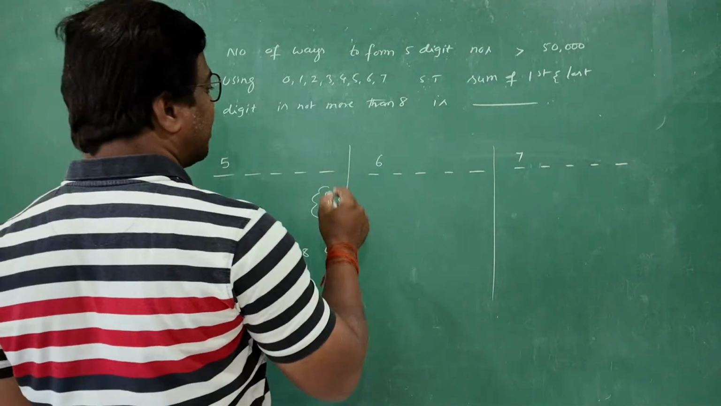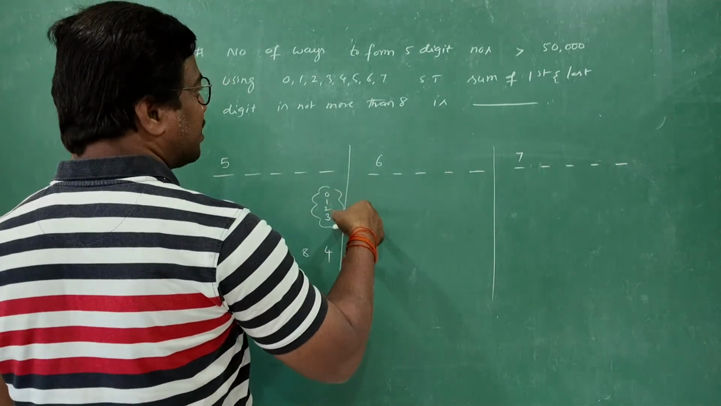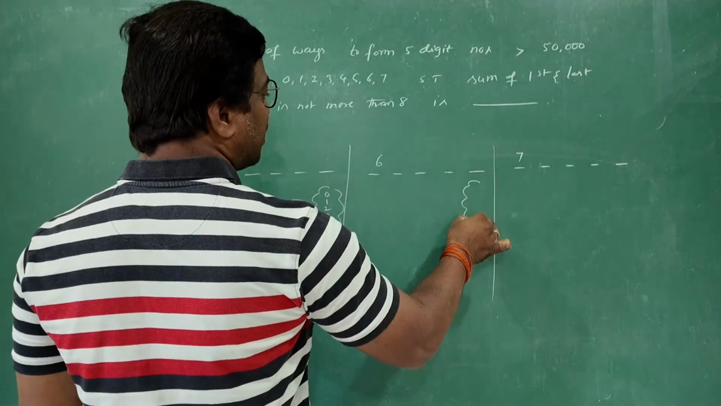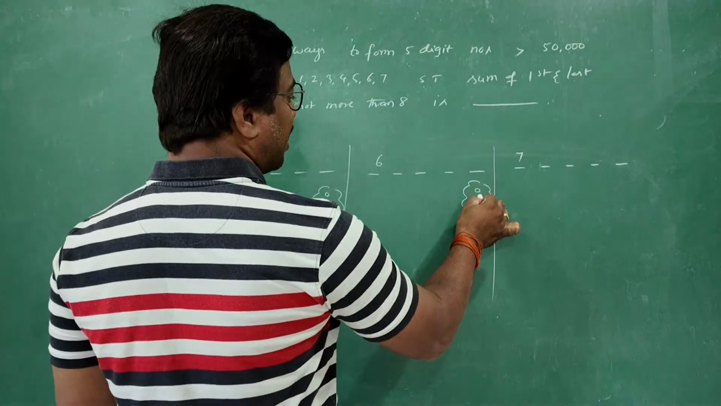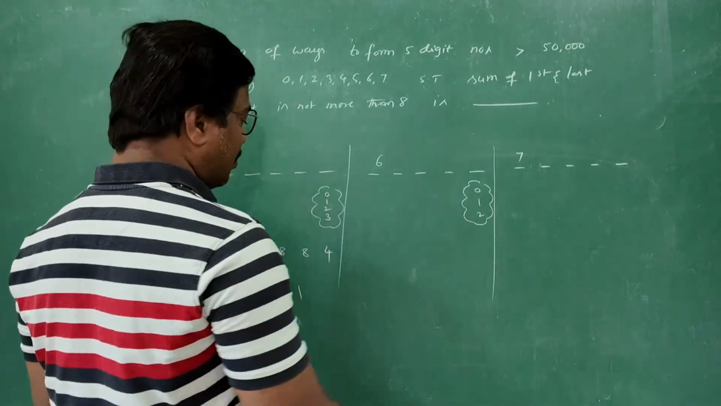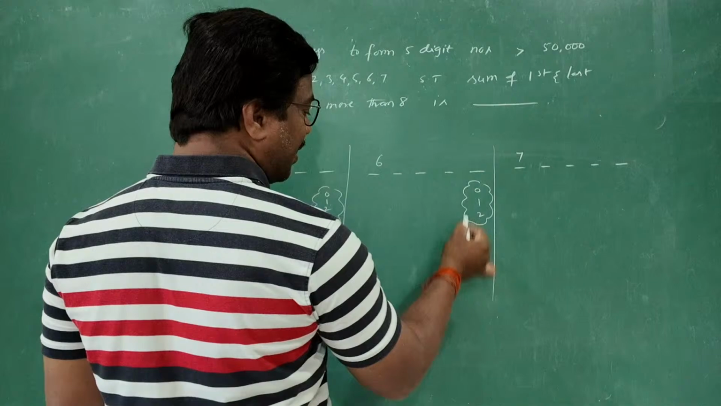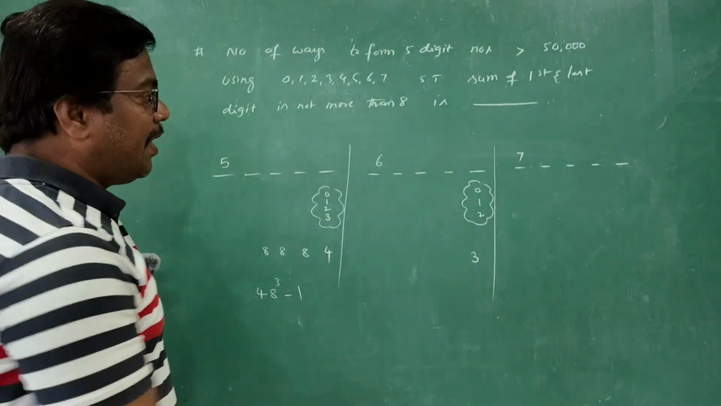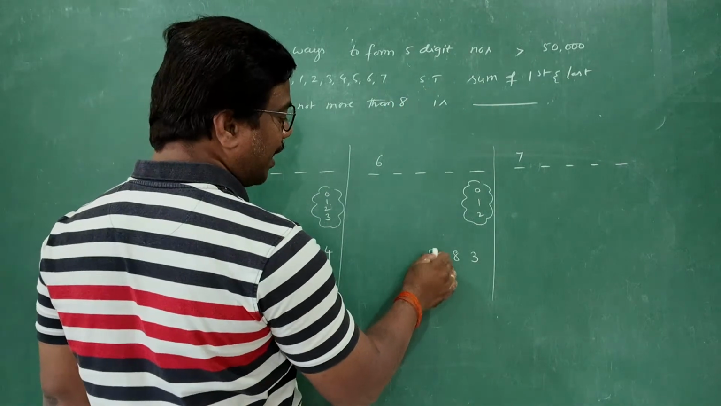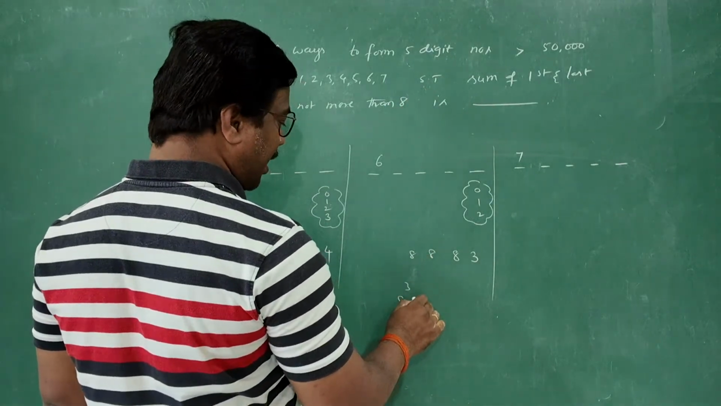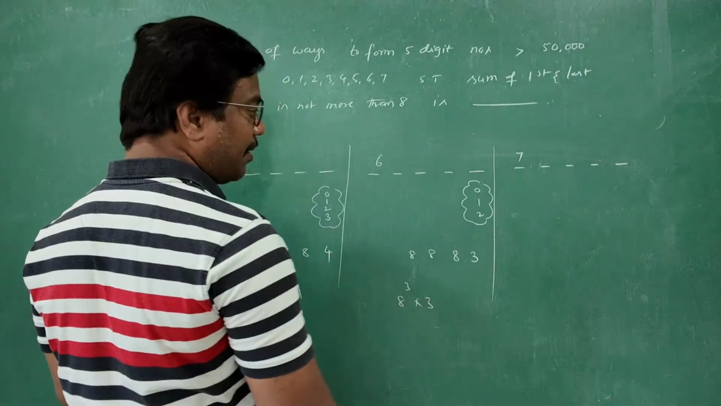Next, in case the first digit, in the first place, is 6, due to the condition that the sum of first and last is not more than 8, here the chances I am going to write 0, 1, 2. So to fill the last blank place, the chances are 3. Next here, whatever from 0 to 7, 8. So it is 8 cube multiplied by 3.